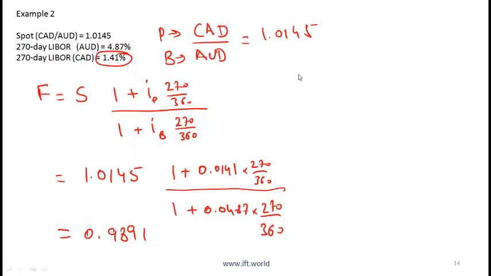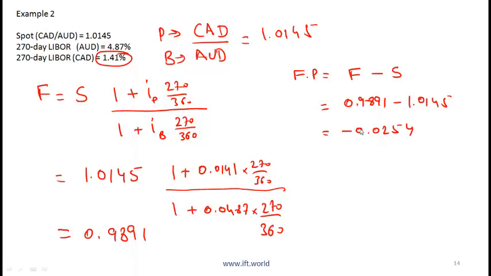Example 1 asks us about the forward premium. Now forward premium is equal to the forward rate minus the spot rate. So in this particular case, the forward rate we have calculated as 0.9891. The spot rate is 1.0145. So the forward premium is equal to minus 0.0254.